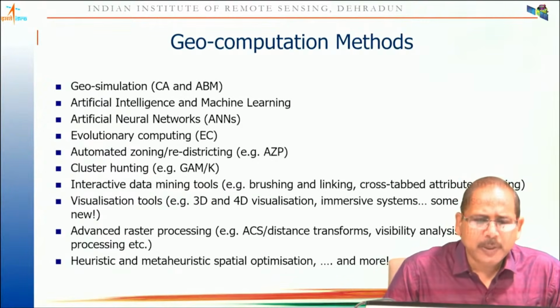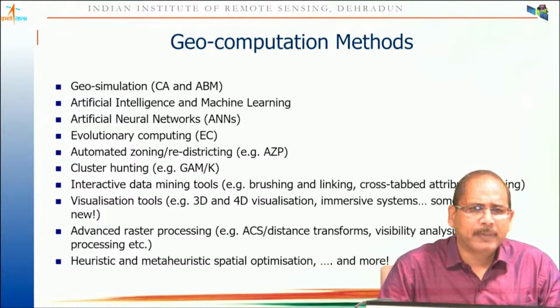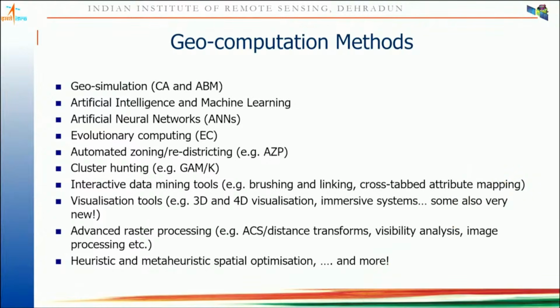And in the case of geocomputation, what kind of methods are available for different types of modeling and simulation activities? If you talk about geosimulation, then we have cellular automata and agent-based modeling. For artificial intelligence, machine learning techniques are in place: artificial neural networks, evolutionary computing like EC, automatic zoning or region design. We have cluster hunting. We have interactive data mining tools.